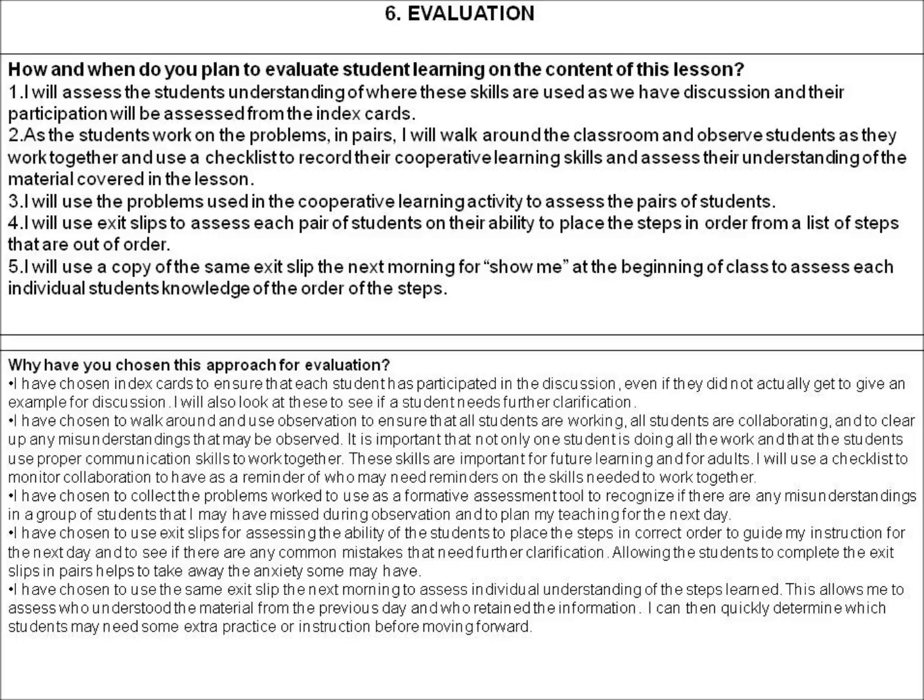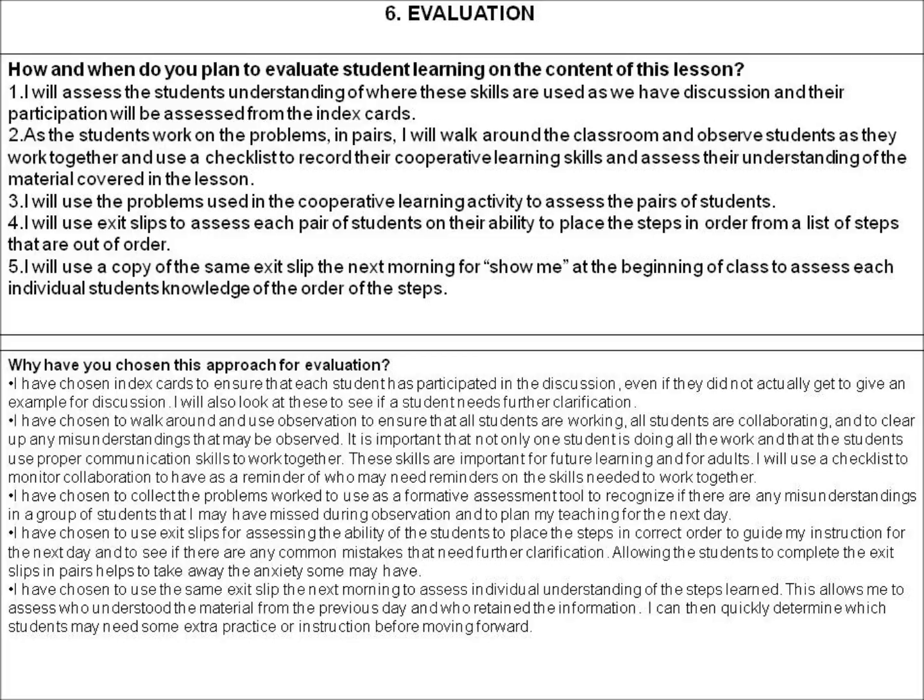I will use exit slips to assess each pair of students on their ability to place the steps in order from a list of steps that are out of order. I will use a copy of the same exit slip the next morning for Show Me at the beginning of class to assess each individual student's knowledge of the order of the steps.